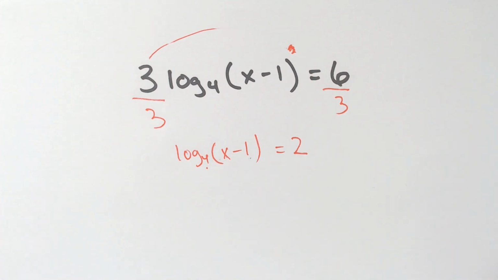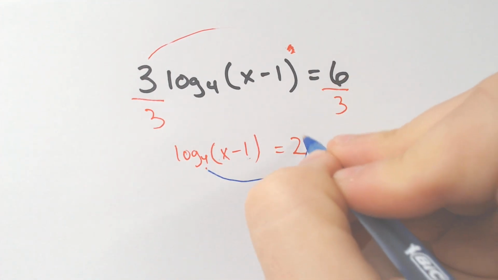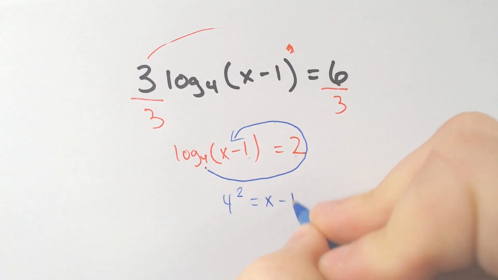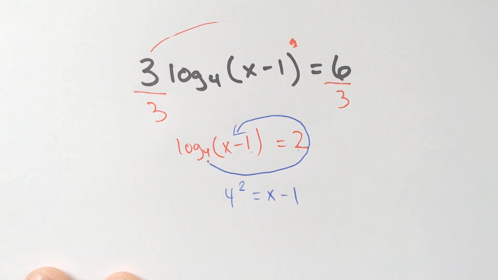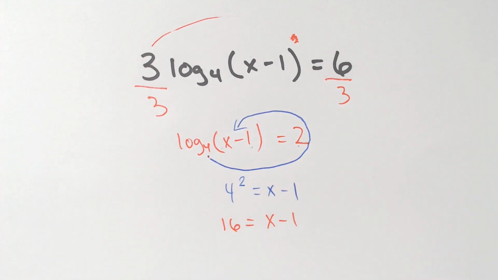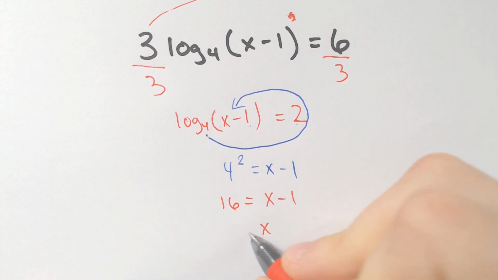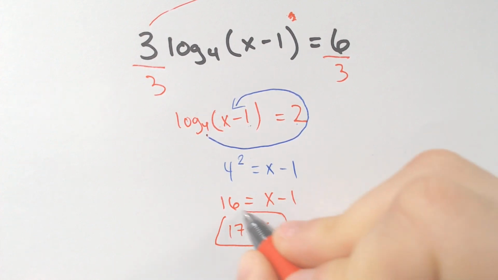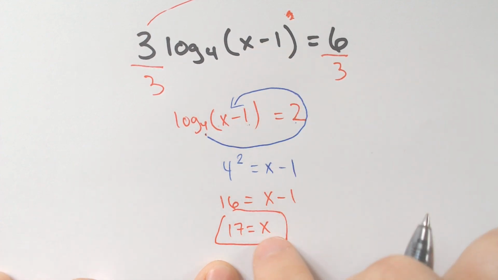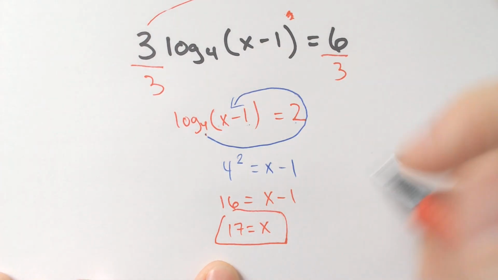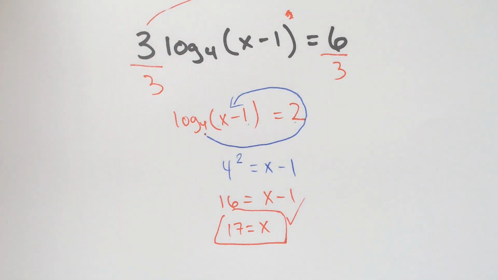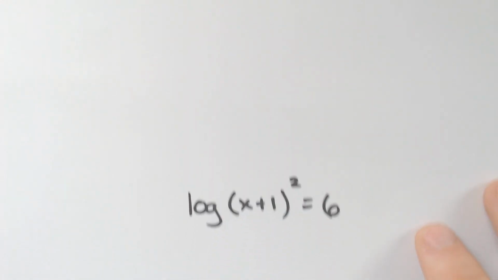Now, the log is by itself. We will swish this around. That's my patent-pending swish method. 4 raised to the second power will equal x minus 1. In order to get that one by itself, we would have to figure out what 4 squared is. I do know that one. That would be 16. And add 1, to get 17 is equal to x. Make sure when you plug in 17 that you don't take the log of a negative number, and we don't. 17 minus 1 is 16, and not 0. It's okay.